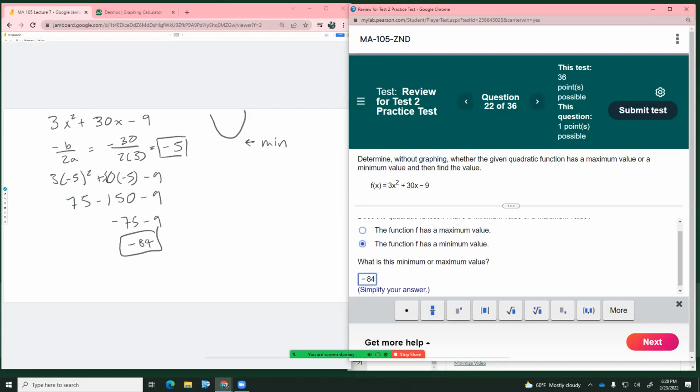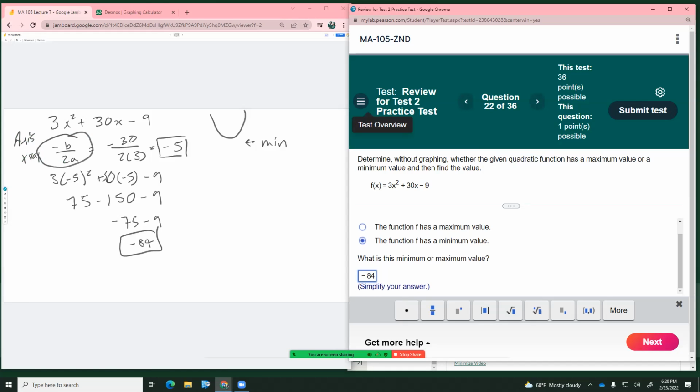Remember, negative b over 2a is just your axis of symmetry, right? This just tells you your x value of the vertex, not the y value. You have to plug in to find the y value. It's a very important piece. Be careful. Make sure that you actually do it.